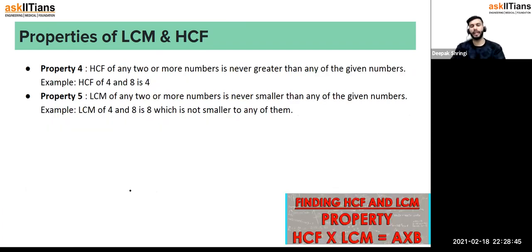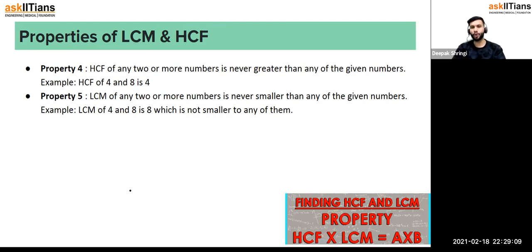Fourth property: the HCF of any two or more numbers is never greater than any of the given numbers. Yes, it's obvious. What is HCF? Highest common factor. You are finding a factor of a number. How can it be more than the numbers? It's not possible, right? How can a factor be bigger than the number? Not possible, right?